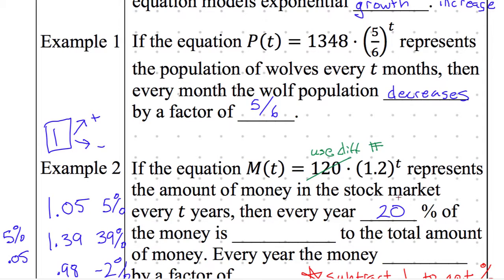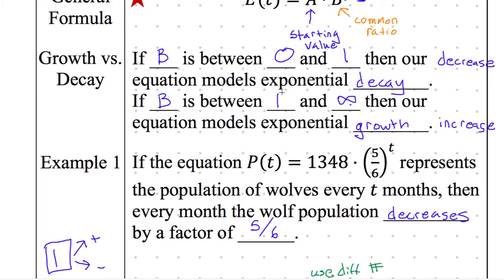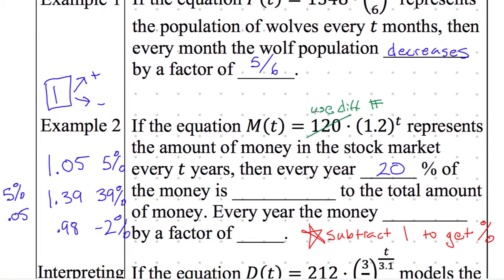Okay, this 20% comes from 1.2. We can all nod our heads. We know how to get there. This 1.2, is that growth or decay? Growth means add, decay means subtract. Growth or decay, so let me see your thumbs. Everyone has thumbs. It's growth because it's bigger than 1. If it's between 1 and infinity or bigger than 1, then it's growth. This is growth, so it's being added.